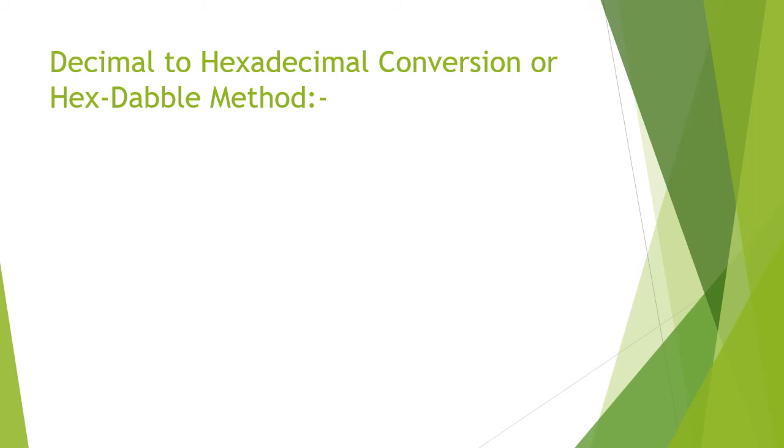Now the next conversion that we are going to discuss is decimal to hexadecimal conversion. It is also called the hexadecimal method. Okay, when decimal to binary it is the double-dabble method, when decimal to hexadecimal it is the hexadecimal method. Now a decimal number is converted into its equivalent hexadecimal number.